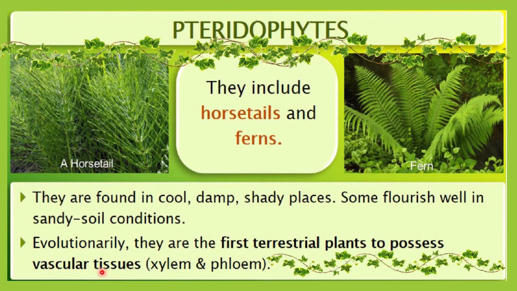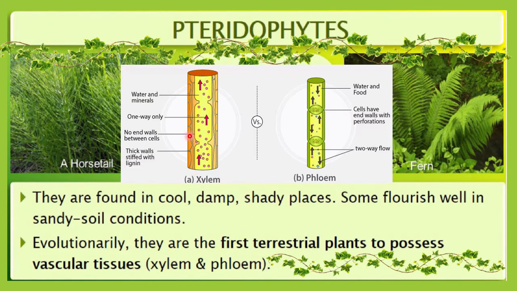What are vascular tissues? They include xylem and phloem. Let me explain more using this diagram. What are xylem and phloem? You know very well, I think. This is the xylem. Xylem is responsible for the transportation of water and minerals in plants. So pteridophytes are the first plants which possess vascular tissues, which include xylem and phloem.